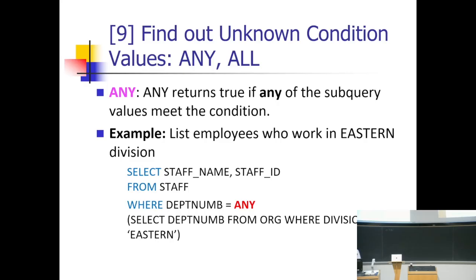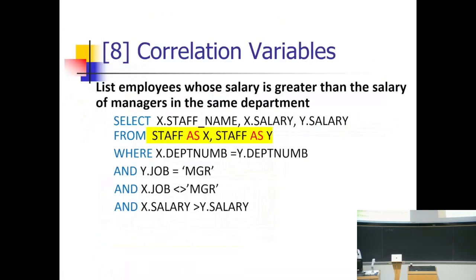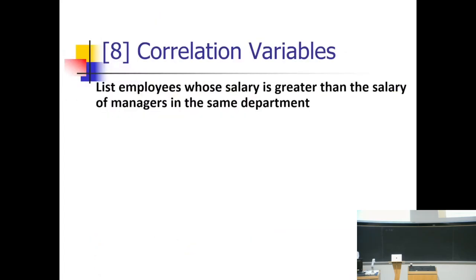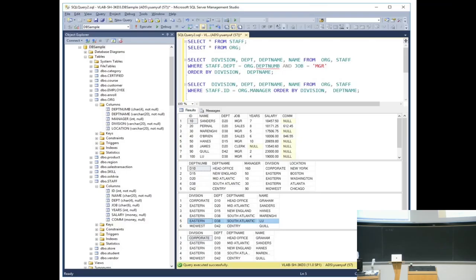You go back. Okay, let me actually find a staff table. Okay, this one is the staff table, but I'm not sure if this is clear. So we have a staff ID here, staff name, department, job, years, salary, and commission. So this is the staff table.